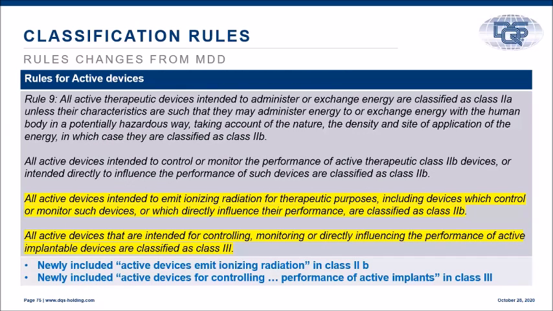For active devices, the change here is that devices intended for emitting ionizing radiation for therapeutic purposes, including devices which control or monitor such devices or influence their performance, are classified under class 2B. You can see how it gives stress in terms of software. So it clearly states that. Again, all active devices intended for controlling, monitoring, or influencing the performance of active implantable devices are class 3.